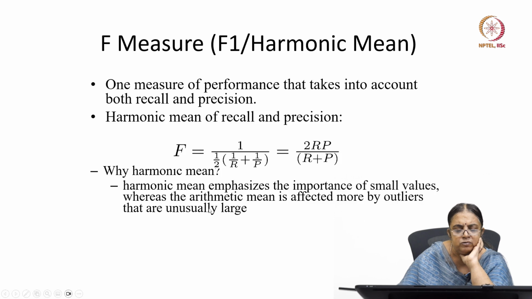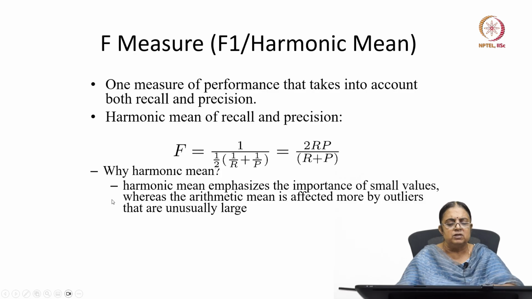So why do you use the harmonic mean? The harmonic mean emphasizes the importance of small values, whereas the arithmetic mean is affected more by outliers, which are usually large.